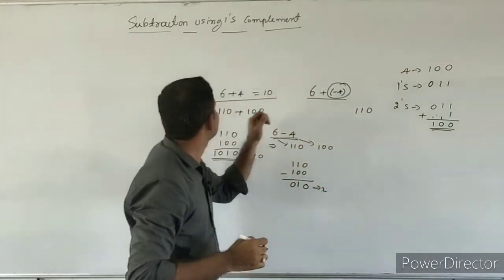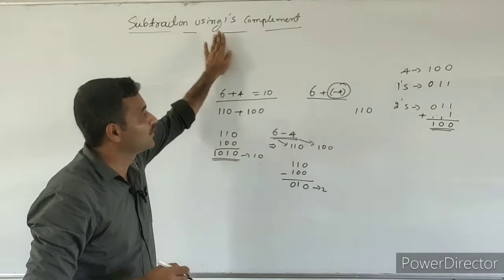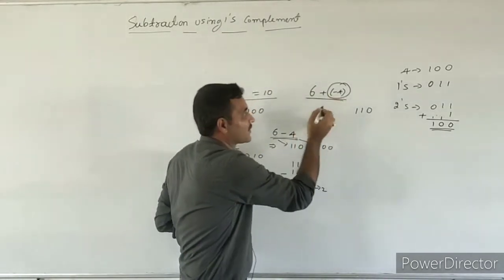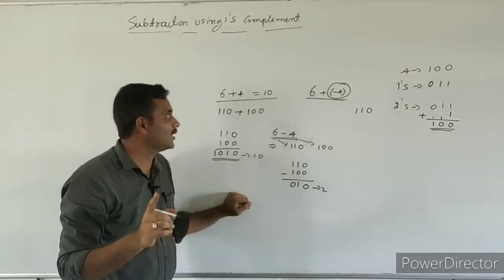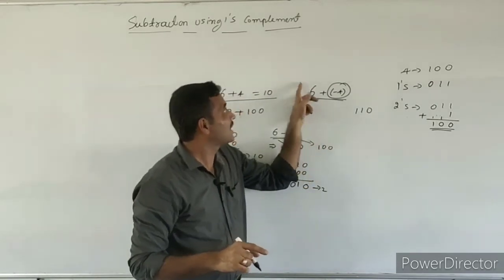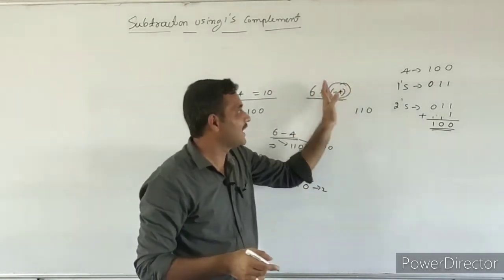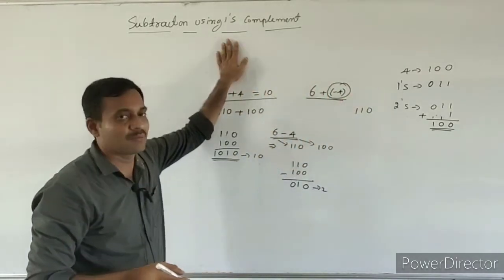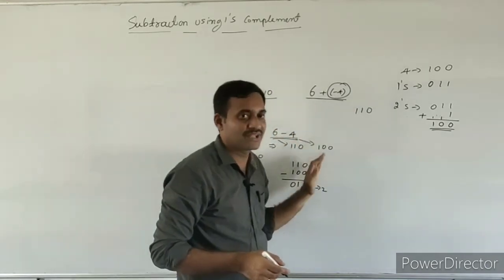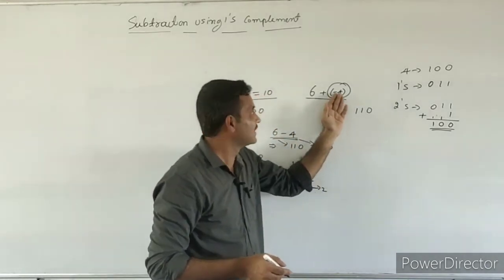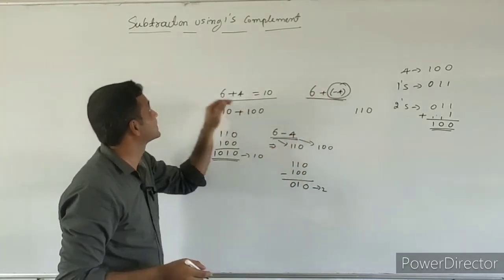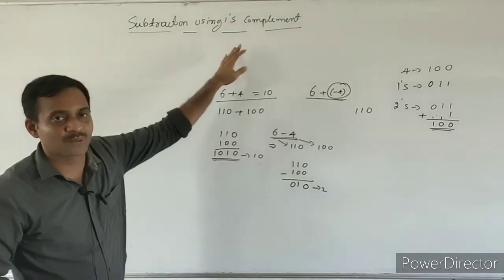Say here the concept is subtraction using 1's complement. Here we use the method 6 plus of minus 4. We know that the computer uses the same circuit for addition operation and subtraction operation. But to subtract the numbers, it changes the sign of the subtrahend using the 1's complement method. Then also it returns the same result. If you change the sign of the subtrahend, then add to the minuend, then also it returns the same result. That is discussed in subtraction using 1's complement method.